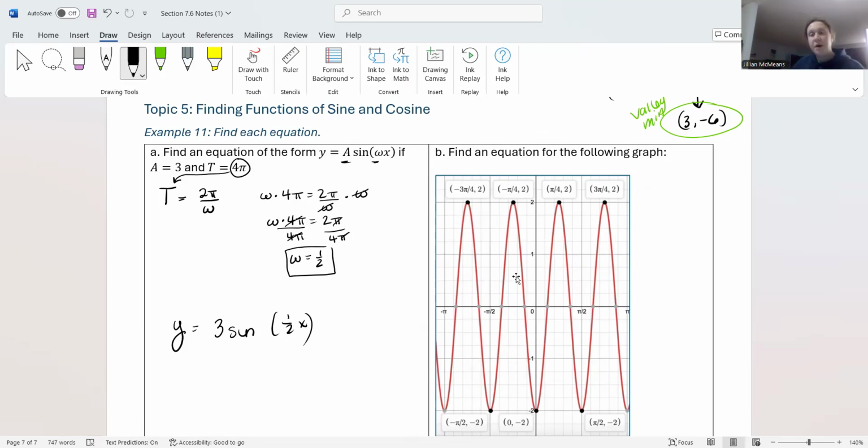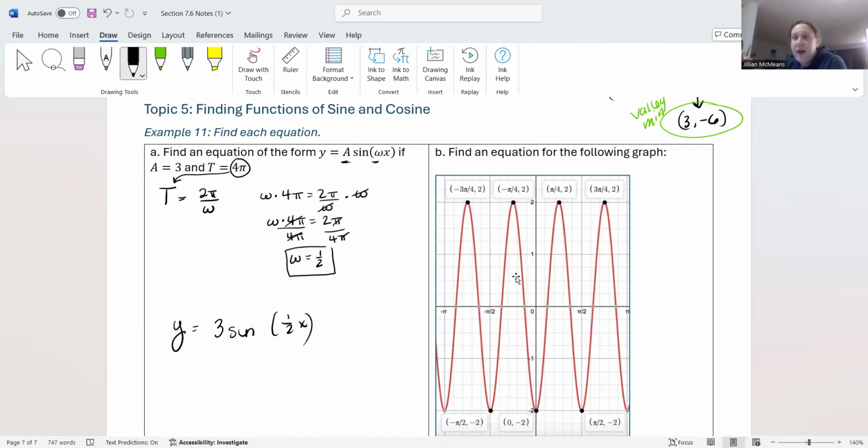The hard part here is dealing with the omega, figuring out what omega is going to be in your equation. For this one, it says find an equation for the following graph. These can be a little bit tricky. The first thing I want to do is look at the y-axis, because we know sine goes through the y-axis at the origin, and cosine goes through the y-axis originally at 1. That can of course be stretched or compressed depending on the value for a, but it would ordinarily go through at 1.